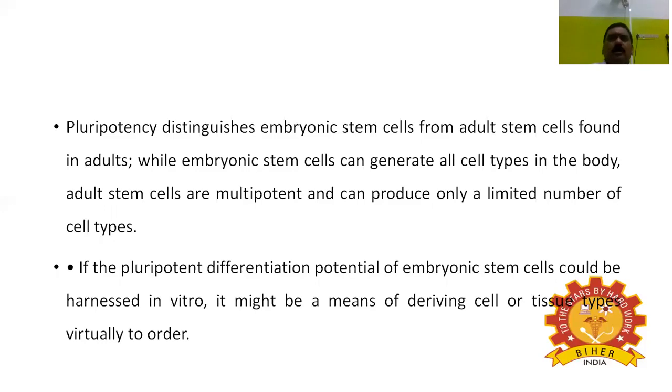Next, I'm coming to the pluripotency of the embryonic stem cells. The pluripotency of the embryonic stem cells distinguishes them from adult stem cells. While embryonic stem cells can generate all cell types in the human body, adult stem cells are multipotent and can produce only a limited number of cell types. If the pluripotent differentiation potential of the embryonic stem cells could be harnessed in vitro, it might be a means of deriving cells or tissues, virtually any organ.